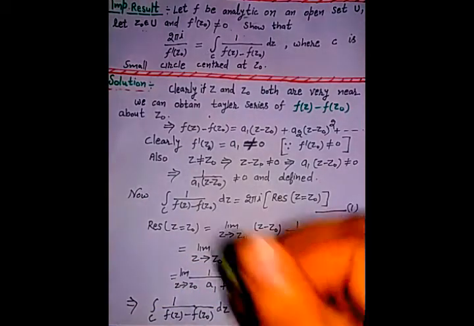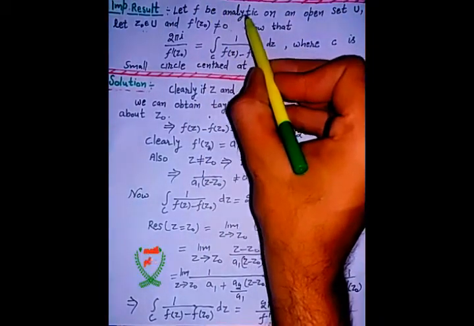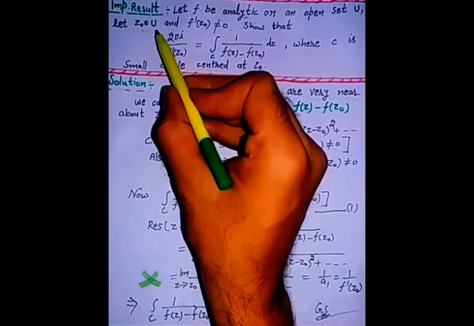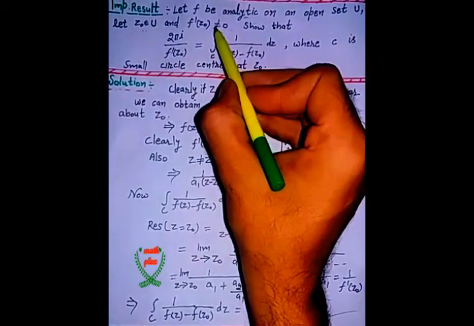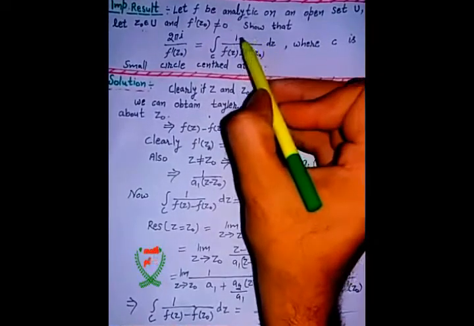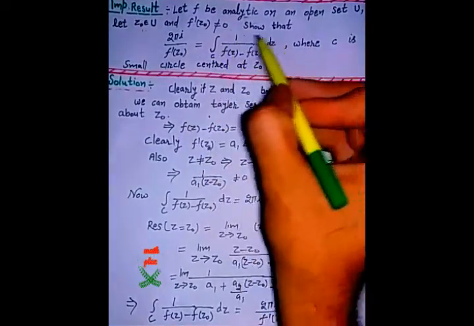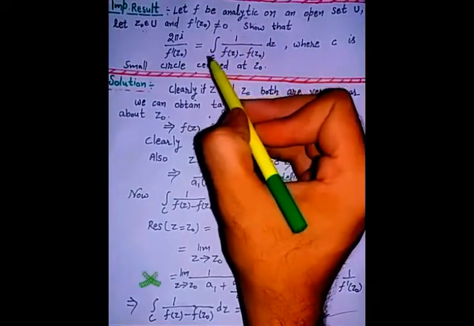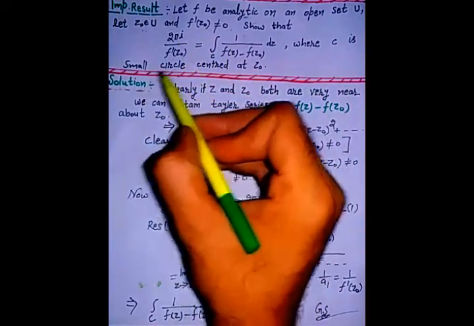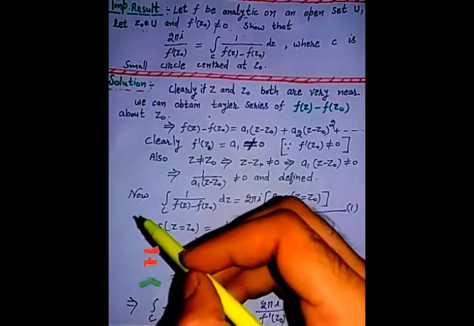First of all, the result is: let f be an analytic function on an open set U, and z0 belongs to U, f dash z0 is non-zero. Then we have to show that the answer of this integral over C is 2 pi iota over f dash z0, where C is a small circle centered at z0. Then how can we prove this result?